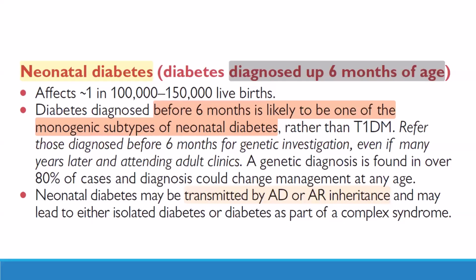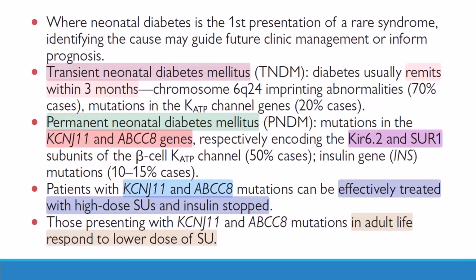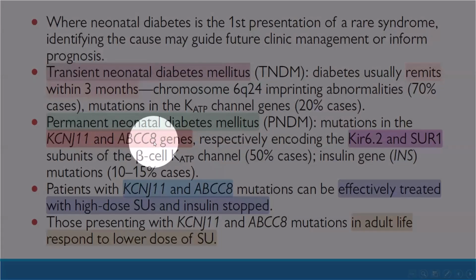It is inherited by autosomal dominant or autosomal recessive inheritance. We can classify it into 2 categories: transient, which remits within 3 months with a relapse later on in some situations, and permanent neonatal diabetes mellitus, which is due to mutation of the KCNJ11 and ABCC8 genes, responsible for encoding Kir6.2 and the sulfonylurea receptor 1 subunit of the beta cell K-ATP channel in 50% of the cases, and responds well to the sulfonylurea glibenclamide.